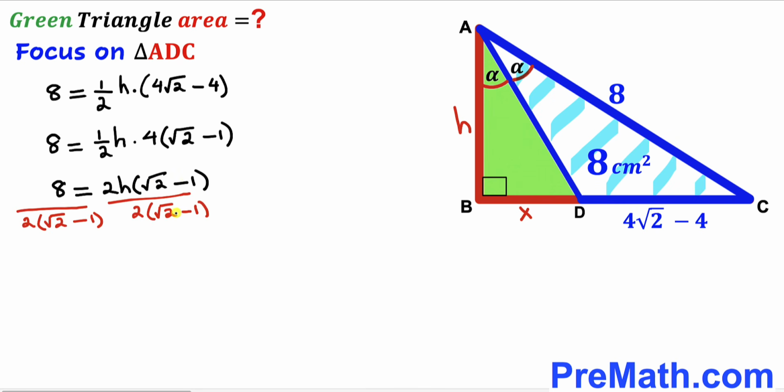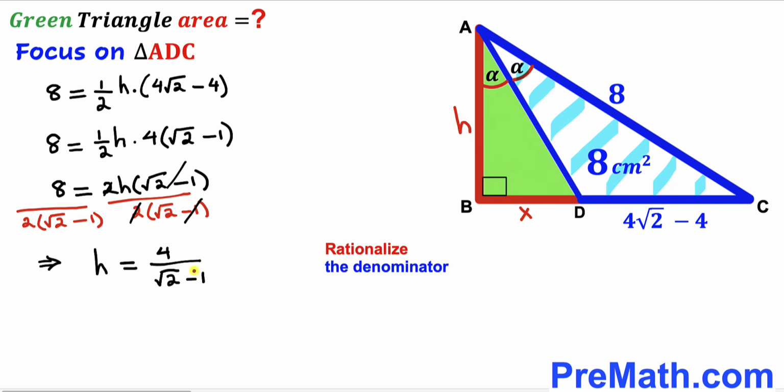Now I am going to divide both sides by 2 times square root of 2 minus 1 to isolate this height h. Here we can see 2 and 2 are gone and this part is gone with this one. So our height h turns out to be equal to, and here 2 and 8 reduce to 4, so height h turns out to be equal to 4 divided by square root of 2 minus 1.